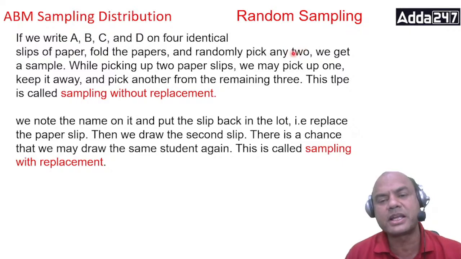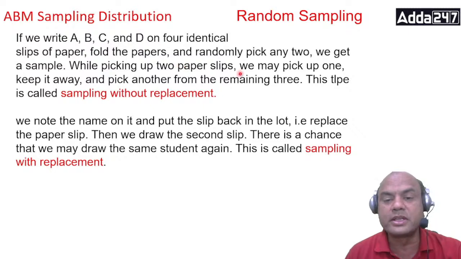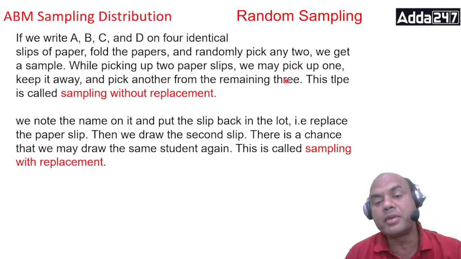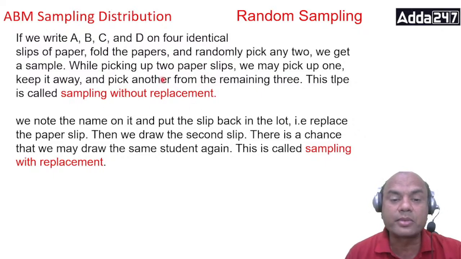Suppose I select any 2. And then what do I do? While picking up 2 slips, we may pick one by one and keep it away. Pick another from the remaining 3. Now remaining 3, what does it mean? Once I pick one, I won't keep it again. So that's known as without replacement.